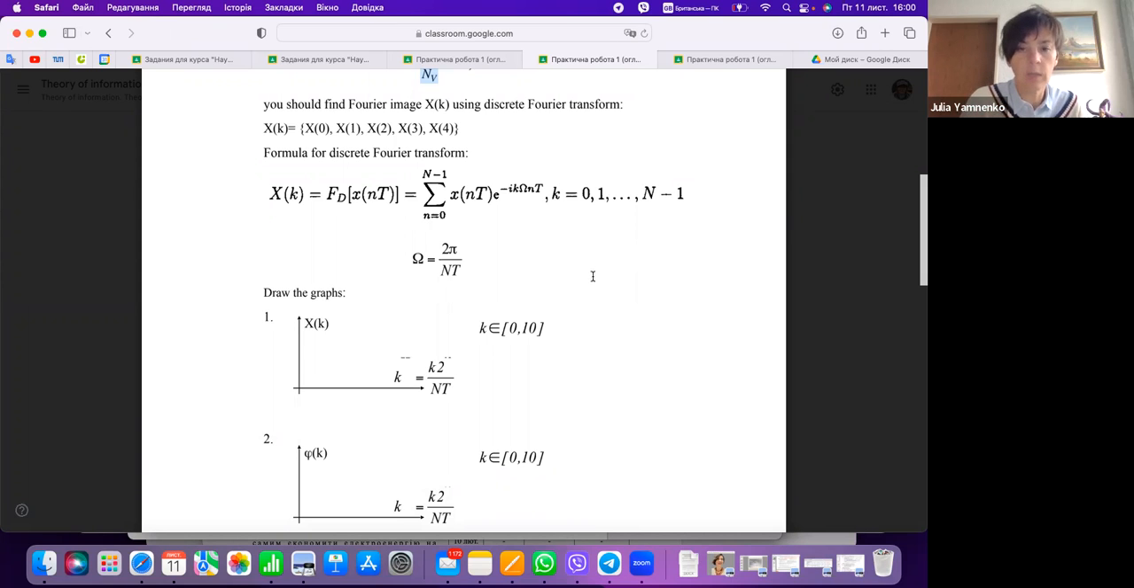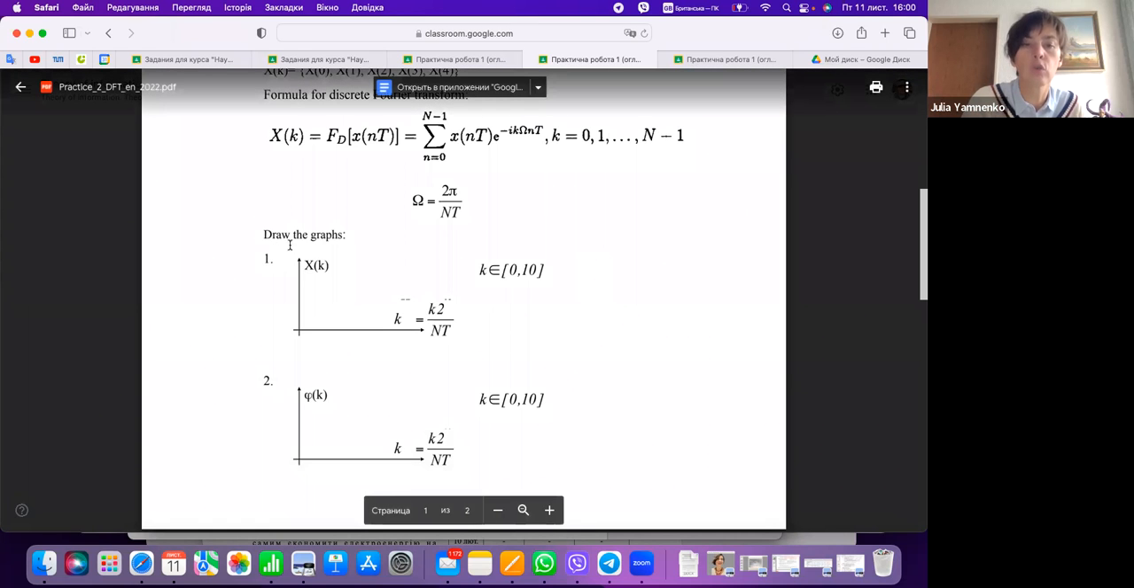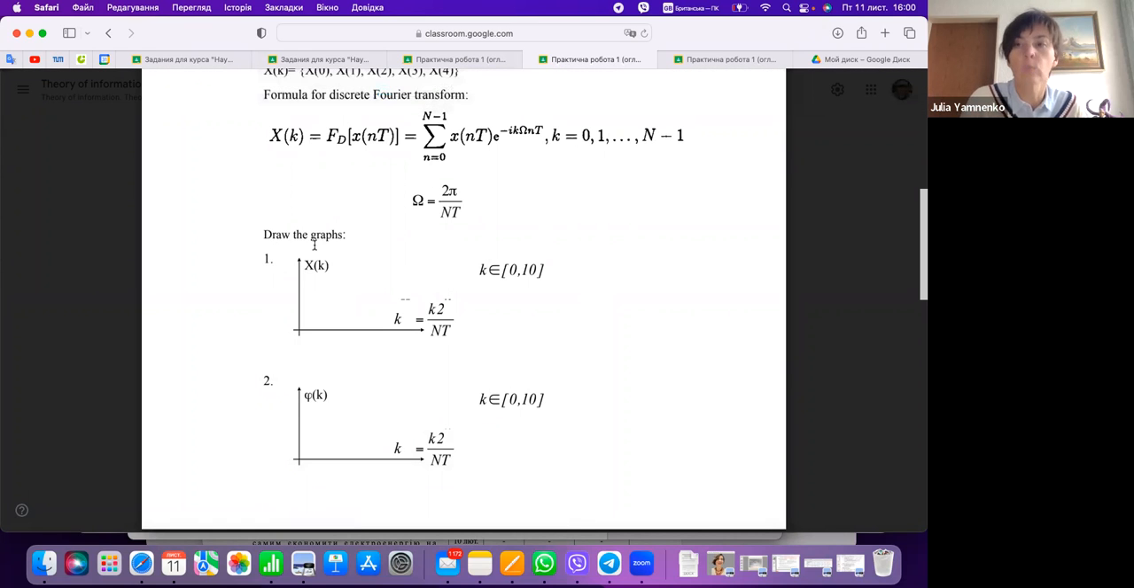This is the first part of the task, and the second part is to draw the graphs. So like almost always, we have 2 parts in each practical task. It's a calculation part and also a graphical part. The graphical part here is to draw graphs of X capital K from K. And here you should put K equal to different values from 0 till 10, but I think it's not necessary.